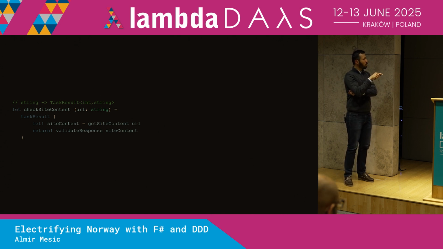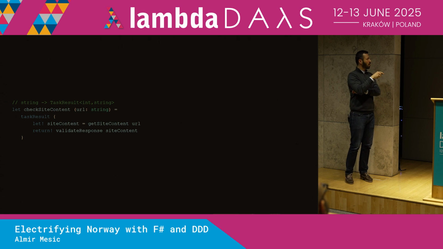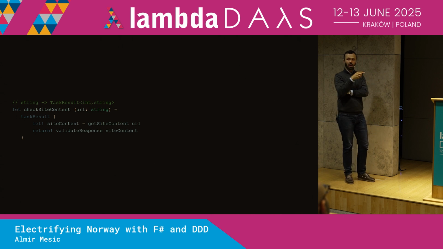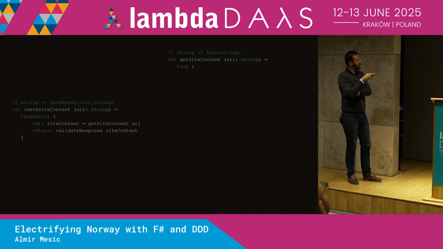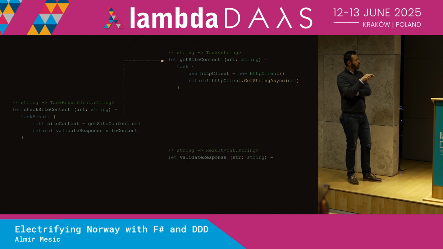The first thing you do is something async, you get the content, and based on the content, you validate the response. Okay, so let's look at the function which gets the site content. That's a task, so task computation expression, doing something async. We use the bang operator. And then we have a result-based function, which is being called in this case.